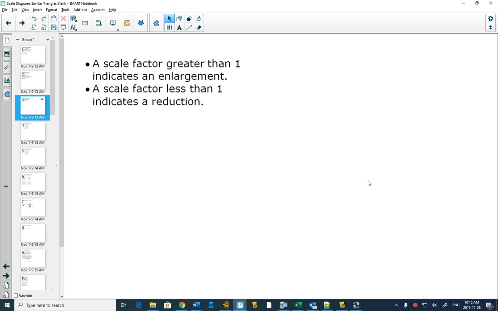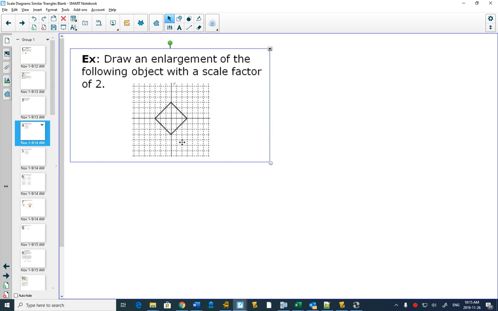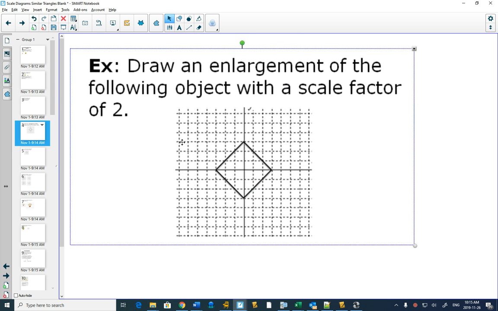So if you turn to the next page, whenever your scale factor is bigger than 1, it is an enlargement. And whenever your scale factor is less than 1, it's a reduction. So we're going to look at this first example. Draw an enlargement of the following object with a scale factor of 2.